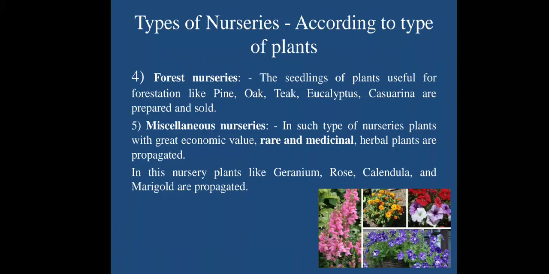Fourth one is forest nurseries. The seedlings of plants useful for afforestation like pine, oak, teak, eucalyptus, casuarina are developed. Fifth one, miscellaneous nursery. In this nursery, plants of great economic value, rare and medicinal plants, and herbal plants are propagated. For example, geranium and other medicinal plants which are used in Ayurvedic medicines are grown here.